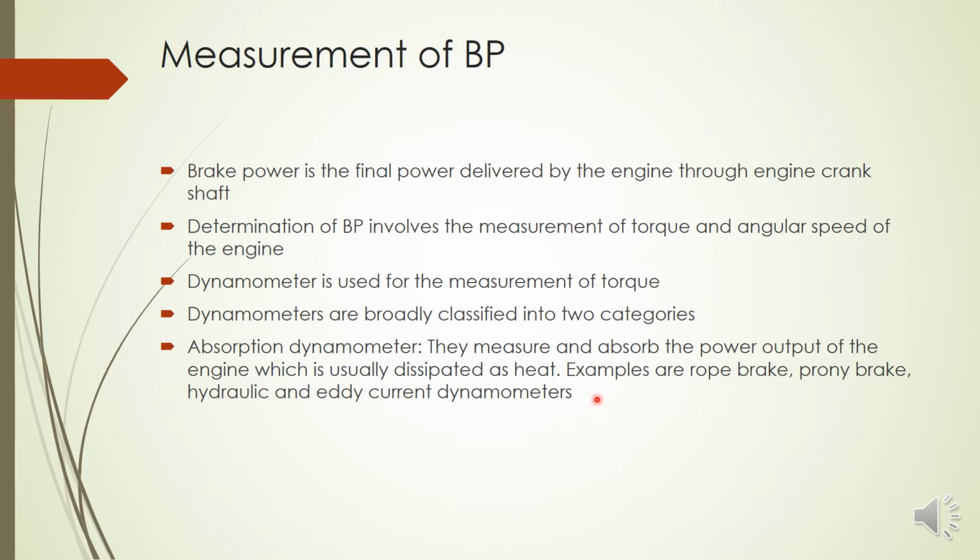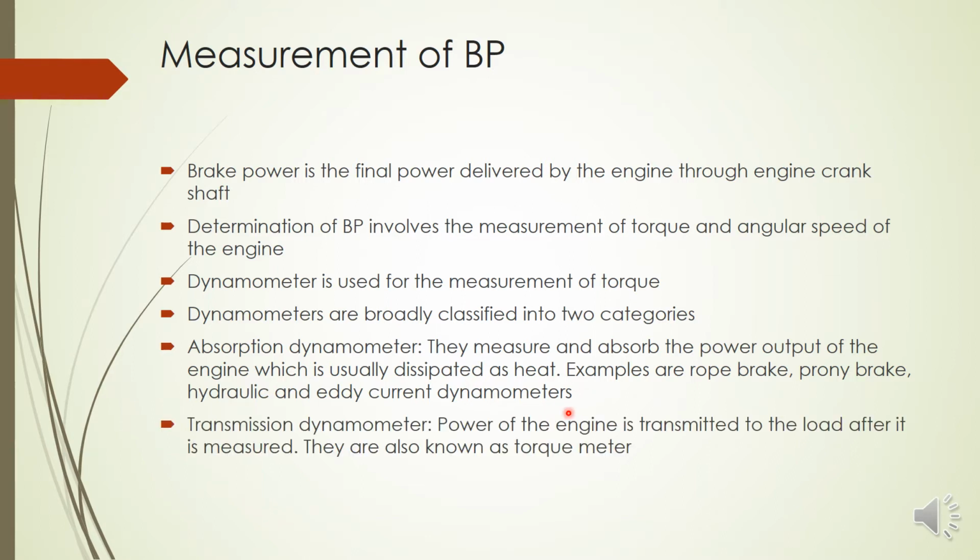So it differs. Then the transmission dynamometer: the power of the engine is transmitted to the load, so it is not absorbed. The power is transmitted to the load after it is measured. They are also known as torque meters. We will be mostly using this rope brake dynamometer in the problem.